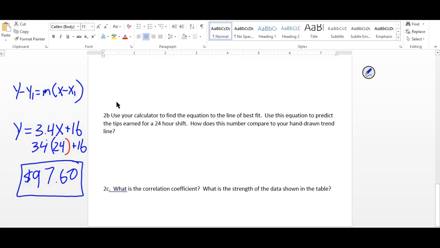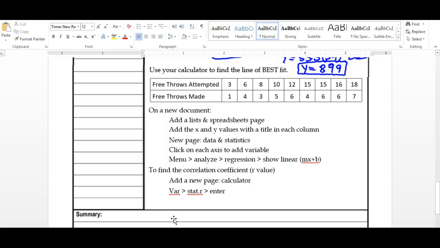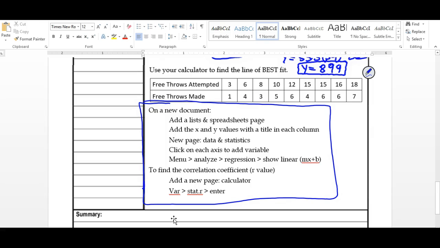Number 2B is where we do this whole process on the calculator. So I'm going to walk you through that. You should have your notes that look like this. I gave these to you last week, Wednesday, Thursday, no, Friday. If you don't have them, copy them down now, especially this part. You will need them tomorrow. I promise you, you should bring them.